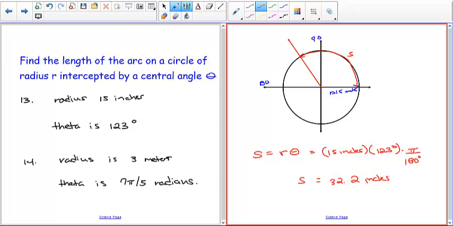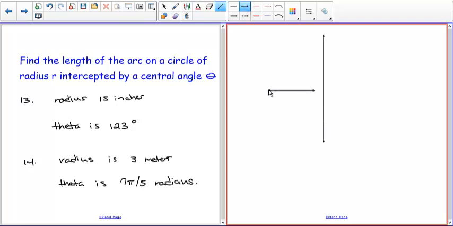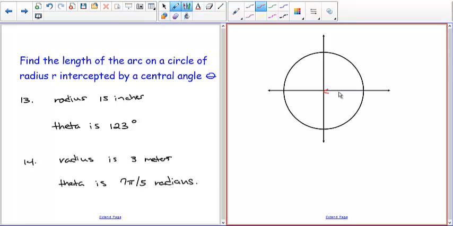Okay. Same deal here on the second one, just a different diameter. Well, it's a different angle too. So you have a circle of radius 3 meters. So this distance here is 3 meters. This angle is 7 pi over 5. So what is 7/5? 7 divided by 5 is 1.4. So remember, this is 1 pi, this is 1.5 pi, so it's going to be closer to this one than it is to that.